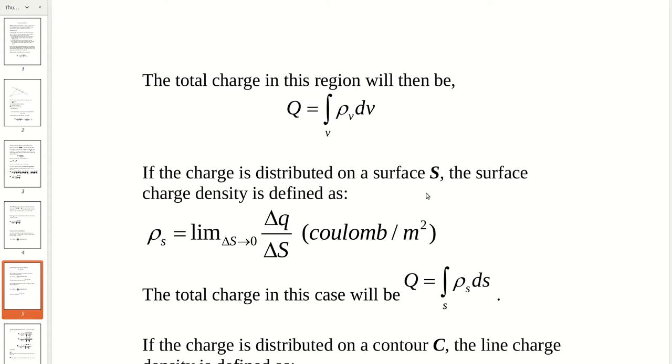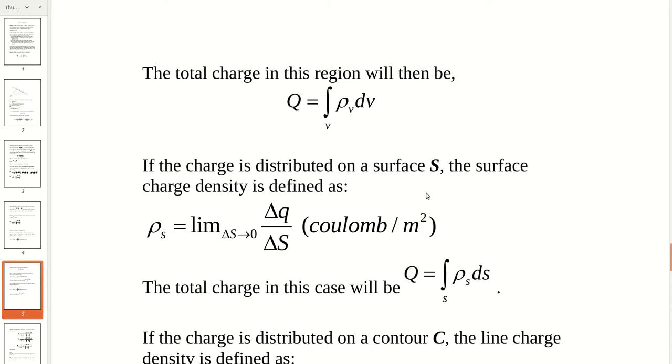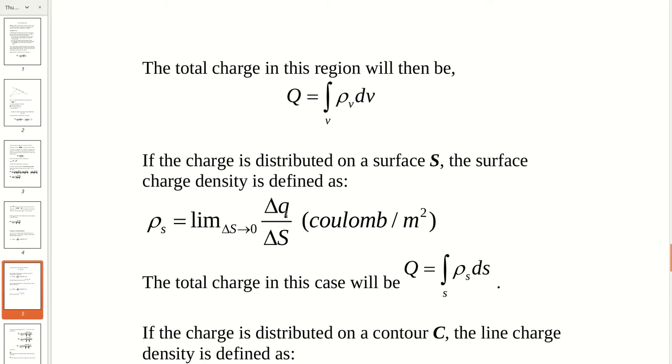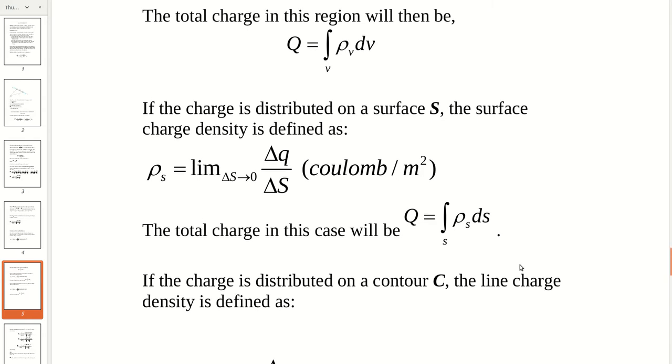So this is an example that you can have a charge on a surface, and you can have a charge in a volume. The surface charge density is defined as delta Q over delta S, a very small charge in a very small part of the surface, equal to rho S. Calculating over the total surface, the total charge Q will be the integration of rho S dS.